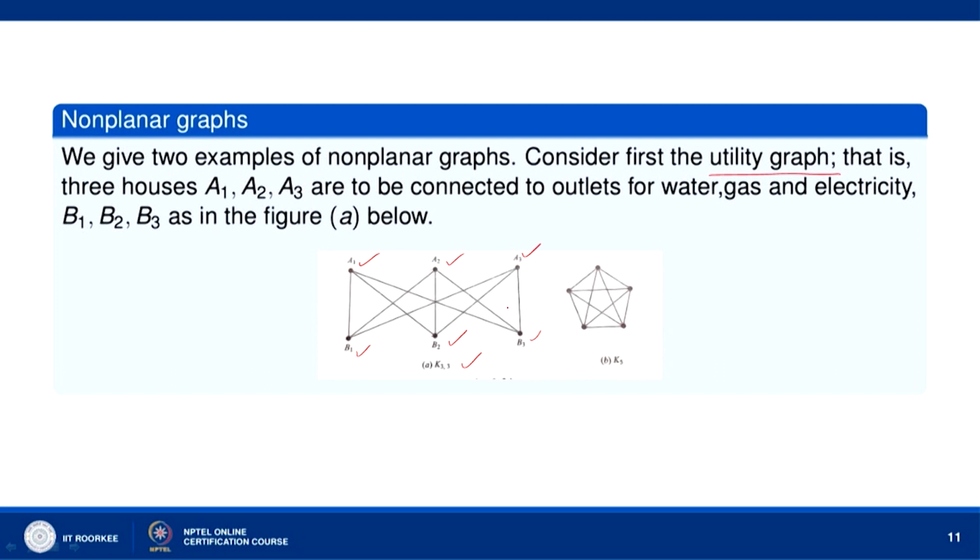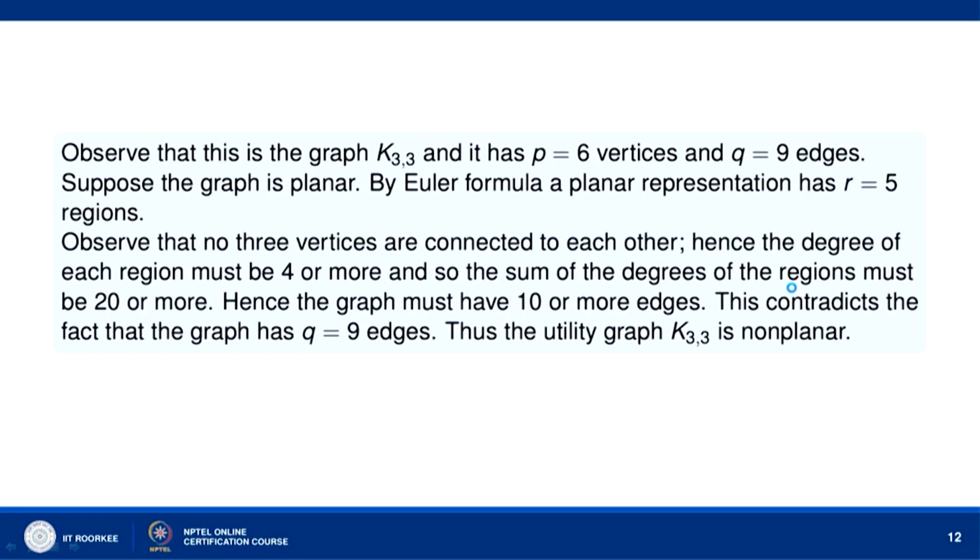So, 6 vertices are there, p is equal to 6, and the number of edges: each vertex is connected to every vertex of the other group. So, 3 for A1, 3 for A2, 3 for A3. So, q equal to 9. Now, A1, A2, A3 are each connected to every B vertex. So, this is the graph K33, which has p equal to 6 vertices and q equal to 9 edges. Now, we have to prove that this graph is not a planar graph.